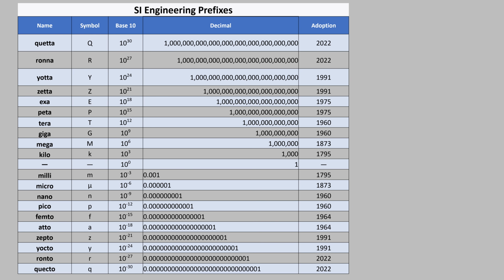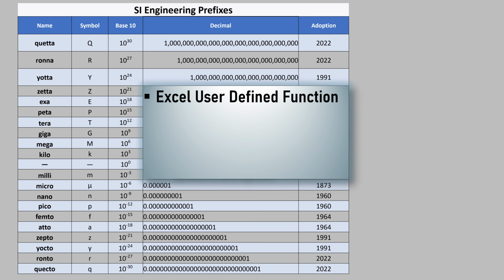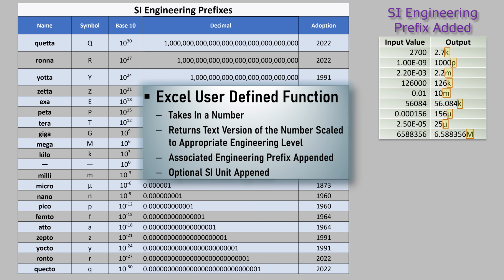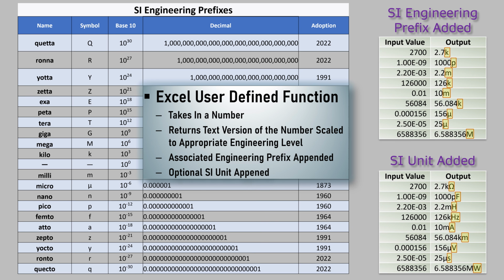What's being developed is an Excel user-defined function that takes in a number argument and returns the text version of the number scaled to the appropriate engineering level. The associated engineering prefix is appended, and an optional SI unit can be appended. Here's an example of input values and the numbers generated with the function and the SI prefix added. The following example represents the same input values with generated numbers, including the corresponding SI unit after the prefix.